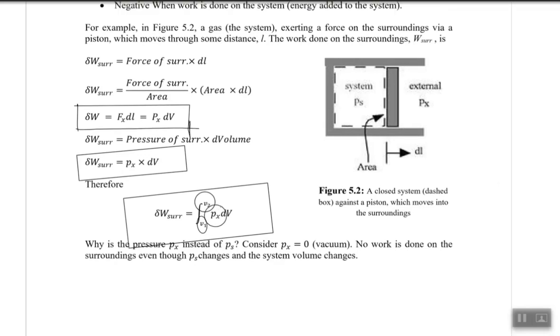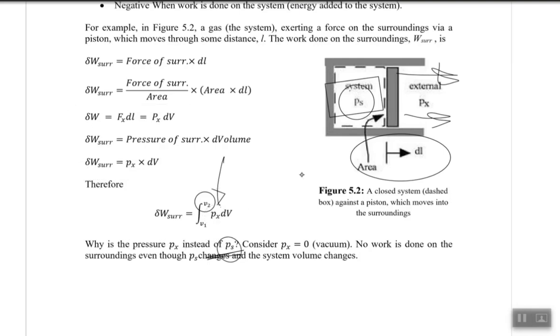Now the question is, the pressure is Px over here, and why is the pressure Px instead of Ps? In words, the work is done by the system on the surroundings. So it was the change in the pressure of the system which was responsible for the change in the volume. It is not actually the pressure Px, I would say, it is the pressure Ps that would need to be considered. But let's check whether our definition was wrong somewhere or not.